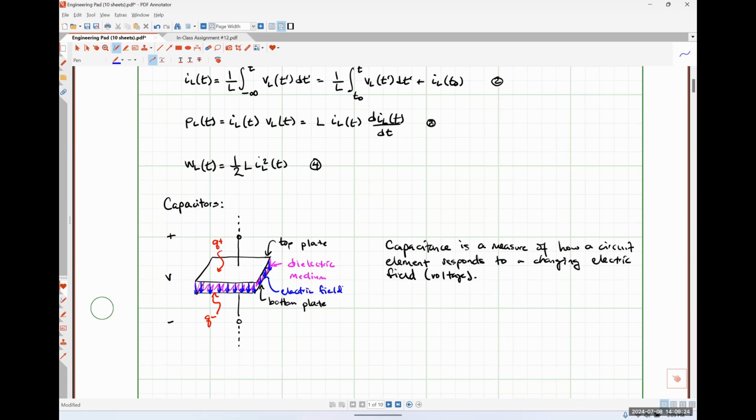So in an inductor, the presence of a current and therefore magnetic field is what led to the energy storage characteristics of that device. In a capacitor, it's the presence of an electric field that allows it to store energy. Now, the energy storage mechanism for a capacitor is actually much easier to understand than it was for an inductor. So let me explain what I mean by that.